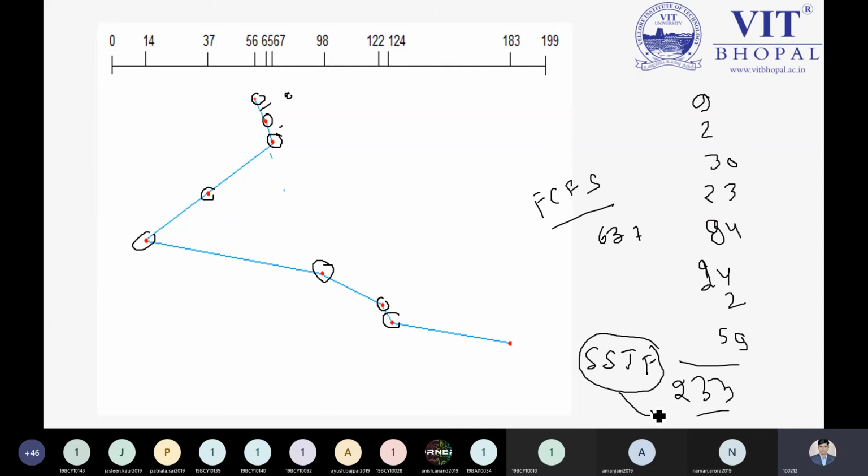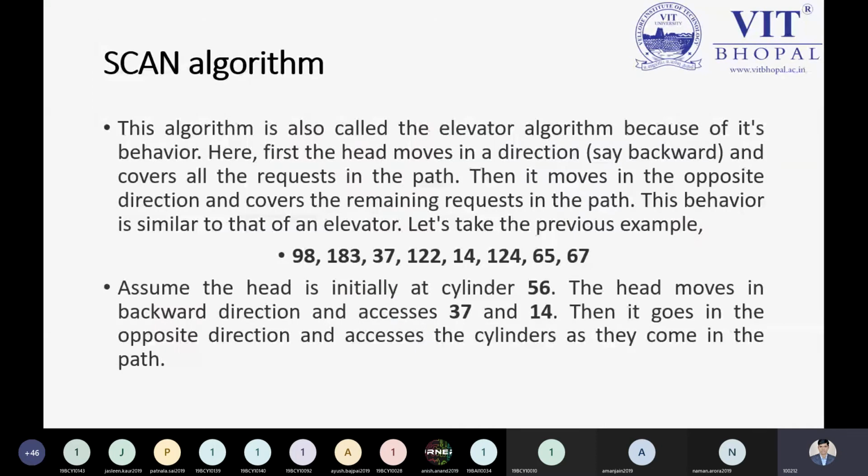So I'm moving to my next slide, that is the SCAN algorithm. Please keep in mind these important words and the simple algorithm we have. This algorithm is also called the elevator algorithm because of its behavior. What is the elevator's purpose? It moves in one direction only, and then goes back. All elevators, as we know, go in one direction only. No elevator moves in both directions at once. The same thing applies here. It is also known as the elevator algorithm.